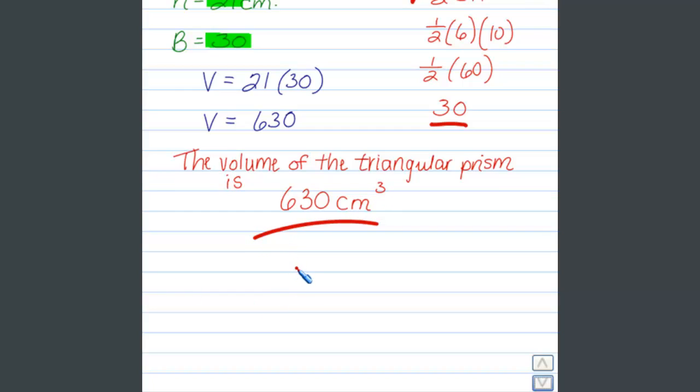That's a look at finding the volume of a prism. The formula that we use when we're finding the volume of a prism is that volume equals the area of the base times the height. Work well.